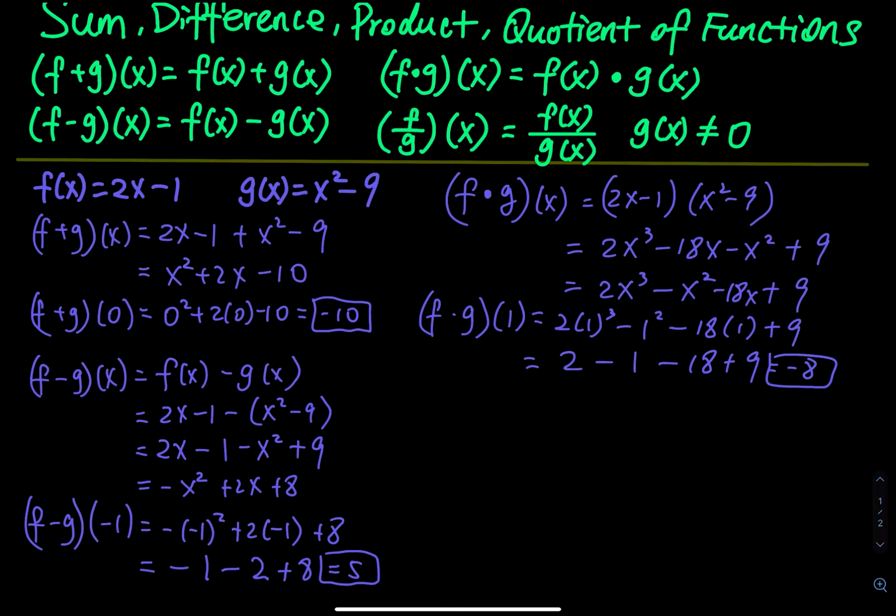And then what else? We have a division. So f over g of x. We have the f on top, 2x minus 1 divided by x squared minus 9. For this one, what are some restrictions? Can you find the domain for me? Before, let's just find the domain and then do the function evaluation, because evaluation is easy, right? Just plug in a number. So what is the domain?